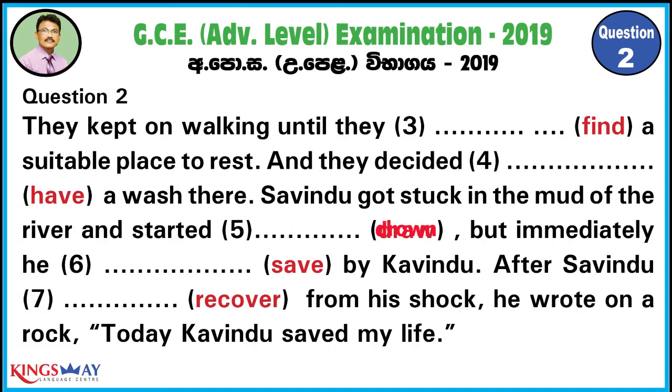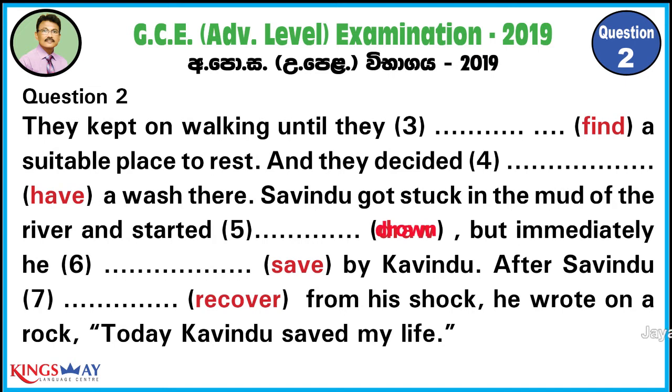They kept on walking. Kept on means continue. They continued walking until. Until means until they come to a certain place, or until they come up to a time. Until they blank. There is another blank, number 3. Within brackets, find is given. Until they, find is given, a suitable place.